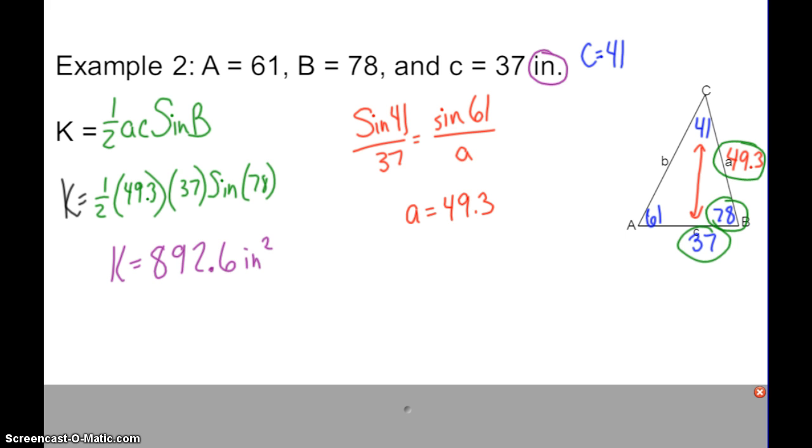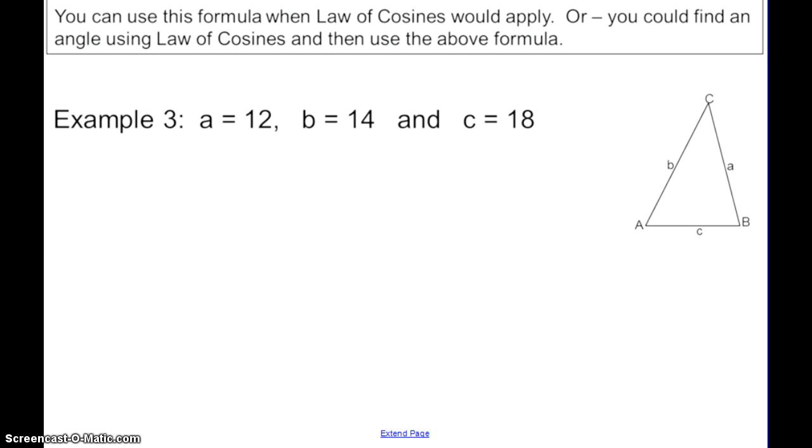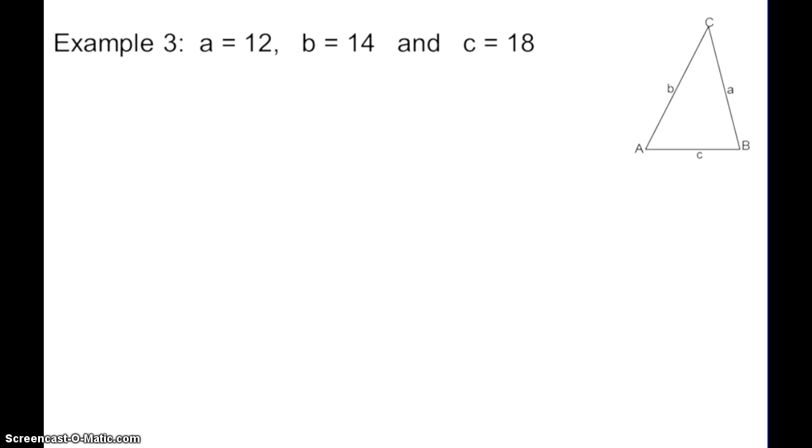What if I have three sides? What if I have three sides and no angles? If I have three sides and no angles, like my last example here, before I get to that formula, I'll come back to that formula in a second. If I have three sides, you have a couple of choices.